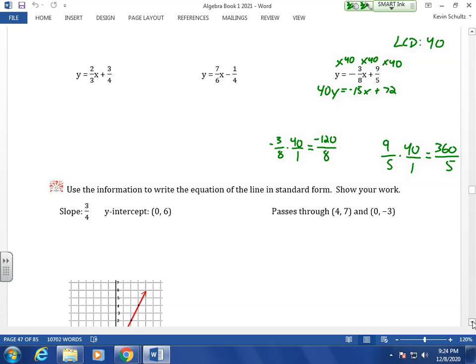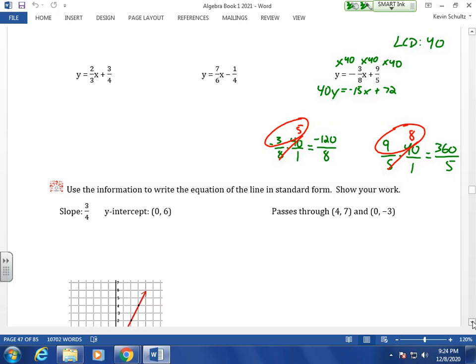If you wanted to simplify first, you could recognize that 40 divided by 8 equals 5. And you're just left with negative 3 times 5, which is negative 15, the answer we eventually got. If you wanted to simplify here, 40 and 5, 40 divided by 5 is 8. 9 times 8 equals 72, which is the eventual answer that we got there. So whether you simplify first or at the end, it doesn't make a difference. You will get the same answer. But by multiplying by 40, we've eliminated all of the fractions.